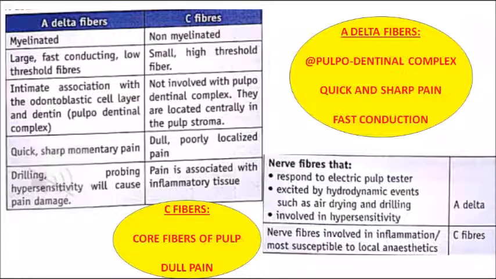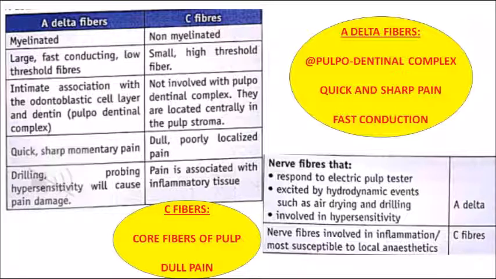Next, there is intimate association with the odontoblastic cell layer and dentin, that is, in the pulpodentinal complex. Quick, sharp, momentary pain will be developed. Drilling, probing and hypersensitivity will cause this pain. Now about C fibers.